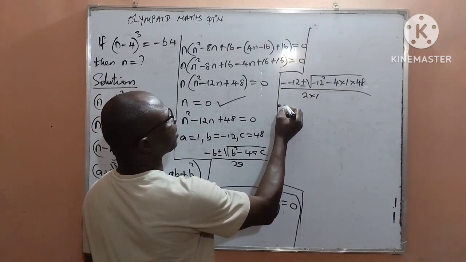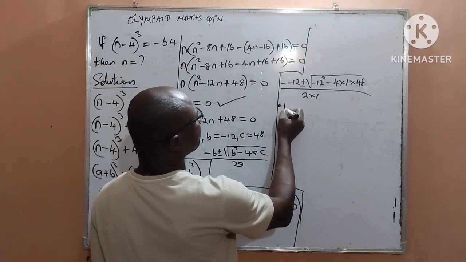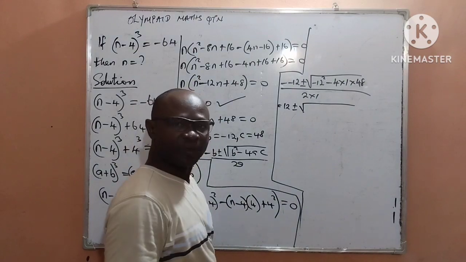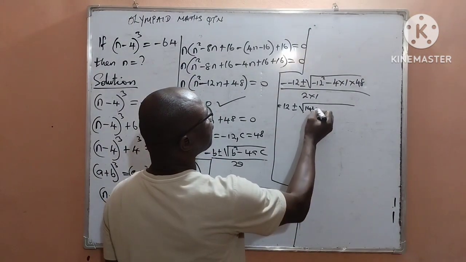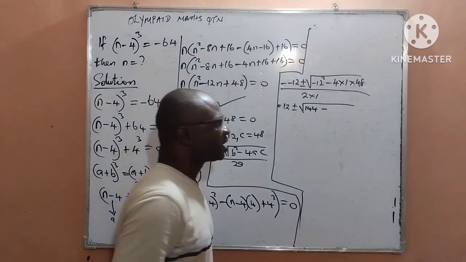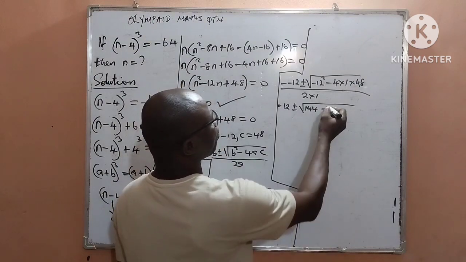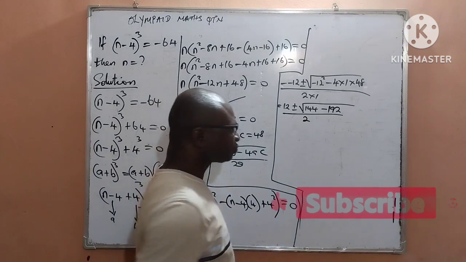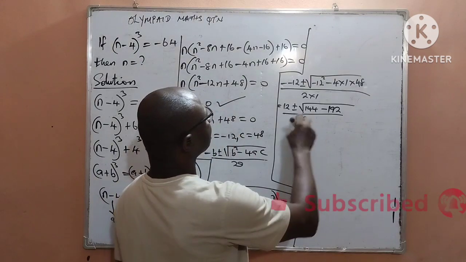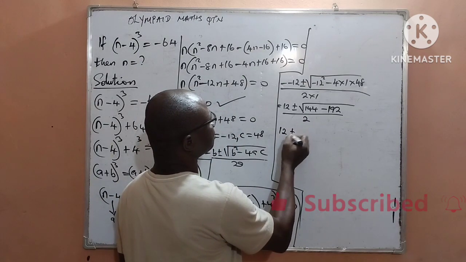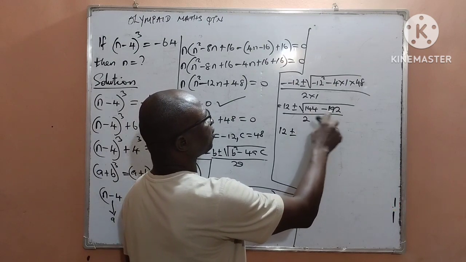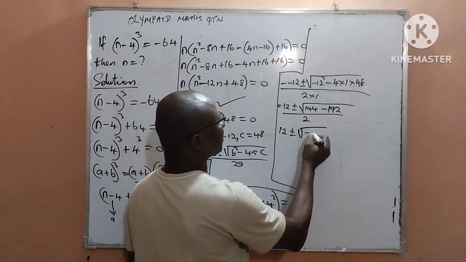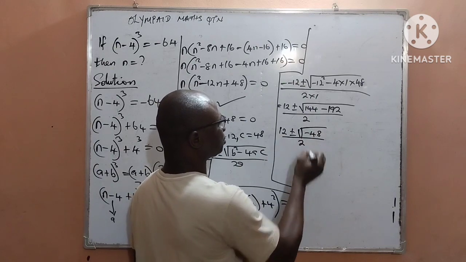So solving forward, I will have minus giving me plus, then plus or minus the square root of minus 12 raised to the power 2, which gives me 144, minus 4 times 48, which gives me 192, then all over 2. You can agree with me that I will have this result: 144 minus 192 is going to give me the square root of minus 48, all over 2.